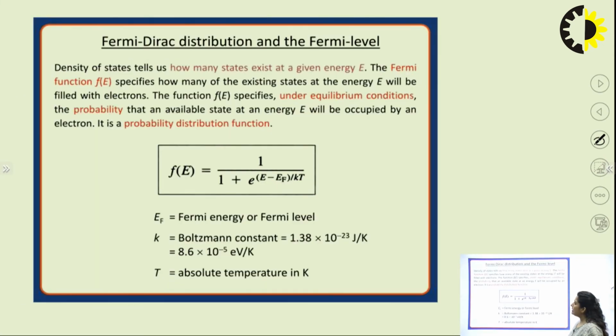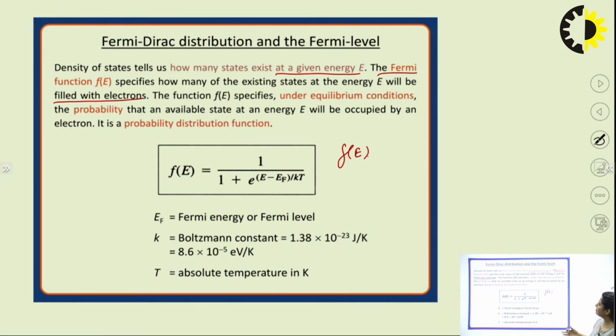So the Fermi-Dirac distribution, which is a very important distribution, basically tells you how many states exist at a given energy. So how many states are there at a given energy, and thus this Fermi level is basically a function of the energy. It is defined as F of E, and it specifies how many of the existing states at that energy will be filled with electrons. So we have to see how many states are filled with electrons.